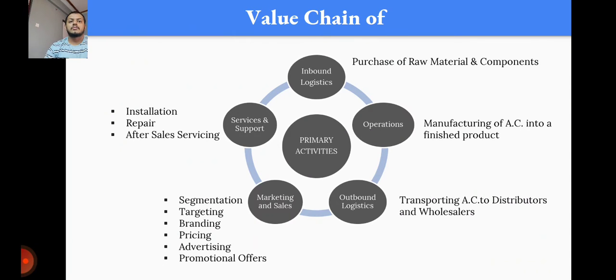Taking the example of an AC manufacturer, the value chain is: purchase of raw materials in inbound logistics. Operations are manufacturing of the AC into finished products. Outbound logistics are transportation of the AC, distribution, and wholesale activities. Marketing and sales come under segmentation, targeting, branding, pricing, advertising, and promotional offers. Service and support come under installation, repair, and after-sales service.